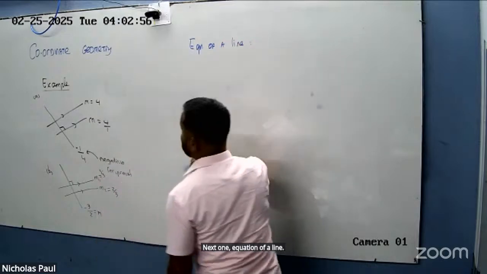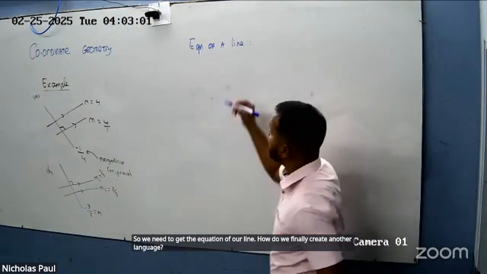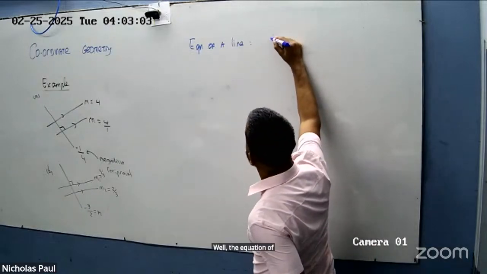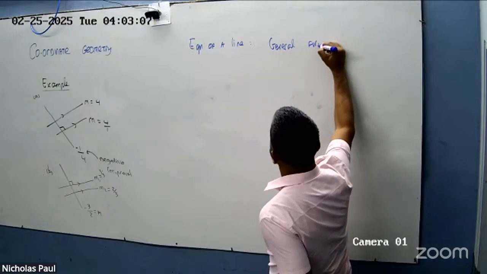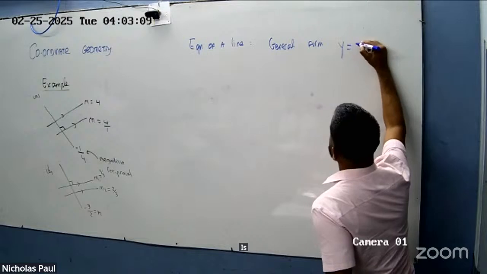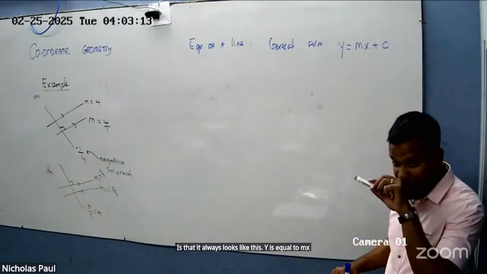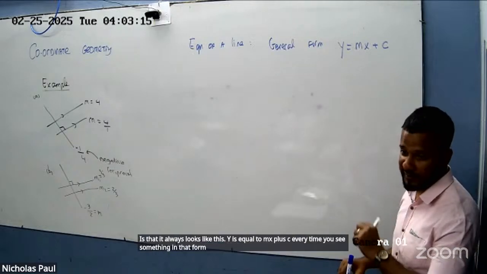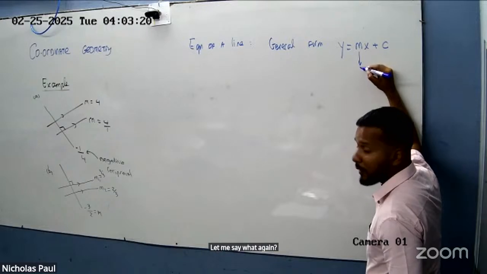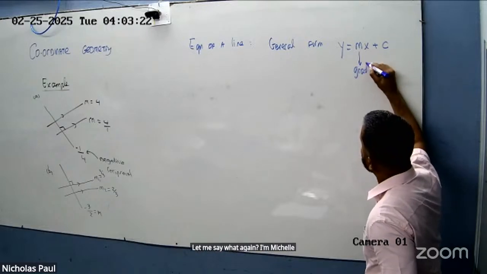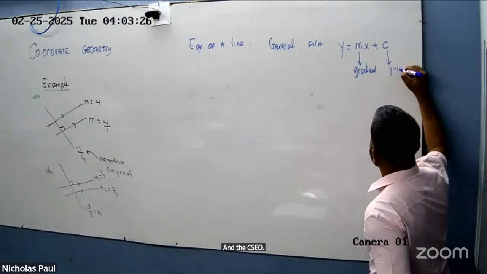Right? So we need to get the equation of a line. How do we find the equation of a line? Well, the equation of a line is always of the form what? Right? So the general form is that it always looks like this. Y is equal to mx plus c. Every time you see something in that form, y is mx plus c, that's a line. M is your what again? M is your gradient. And the c is your y-intercept.